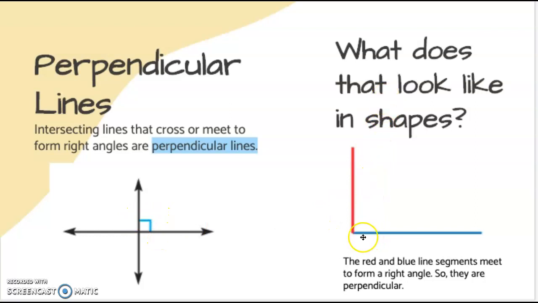In a shape, you'll see it something like this. You'll have a red line. Looking at the red line and the blue line, we see that they meet or intersect at this vertice, and they make an L, which forms a right angle. When we form a right angle, those lines are called perpendicular lines. Say it with me, perpendicular lines.